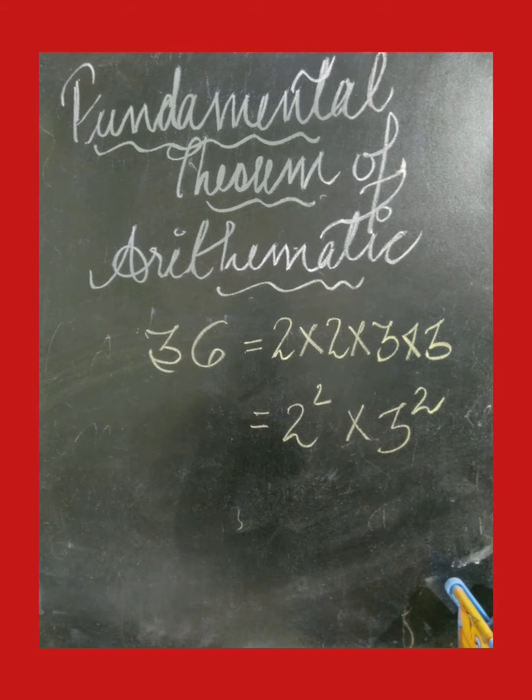Now I have an example of the fundamental theorem of arithmetic, that is theorem number 1.3. The example is 36, which is a composite number. Now I can express 36 as 2 into 2 into 3 into 3. It is the product of many primes. So this is what the fundamental theorem of arithmetic states. Or I can write 2 square into 3 square. So from this I can say that a composite number can be expressed as the product of primes.